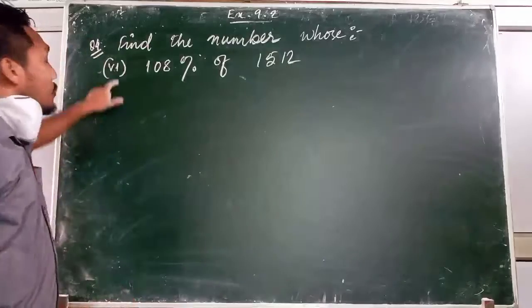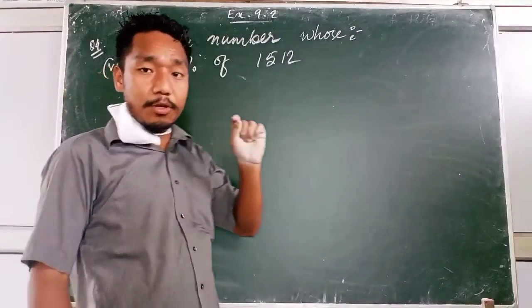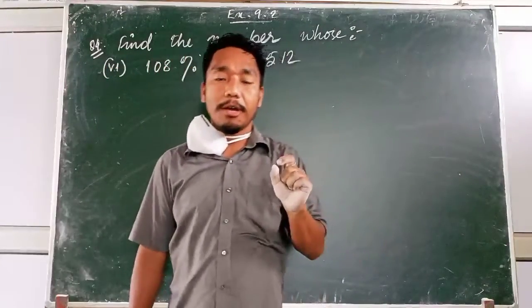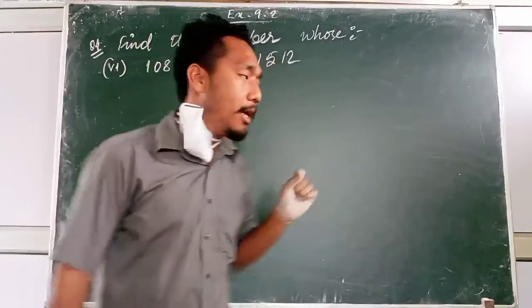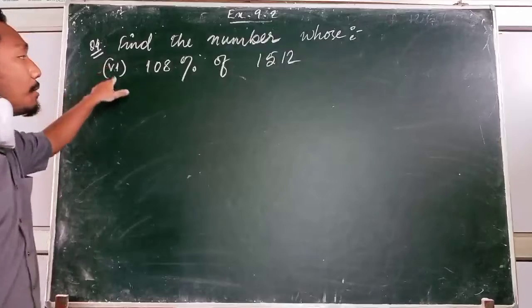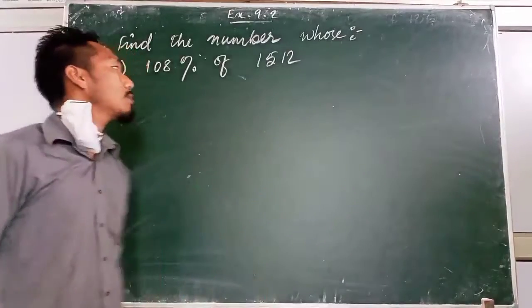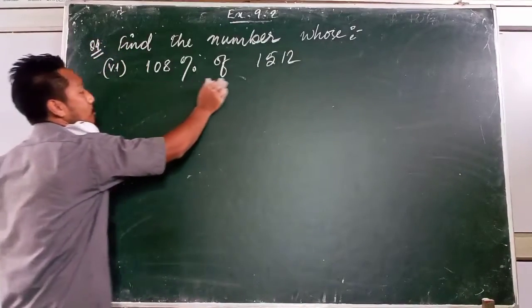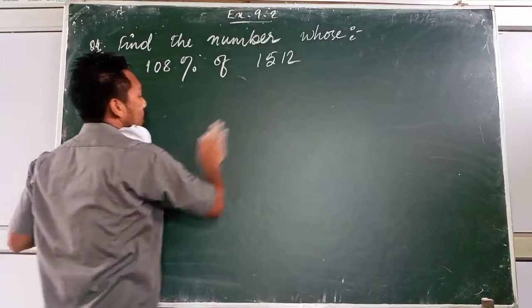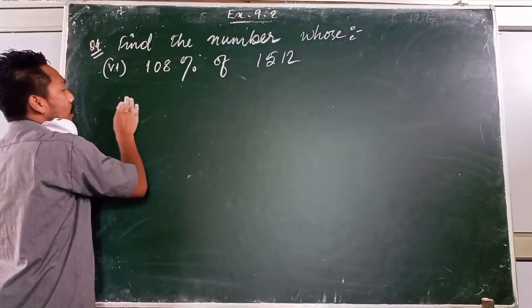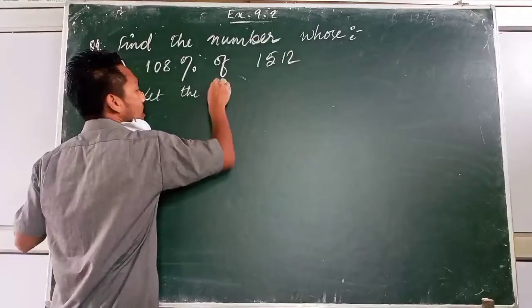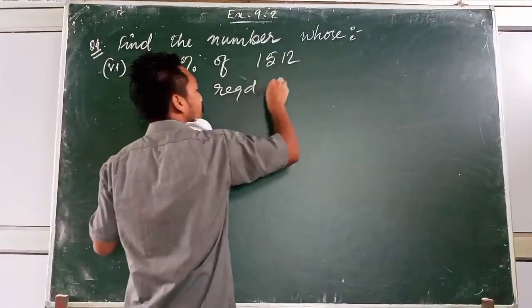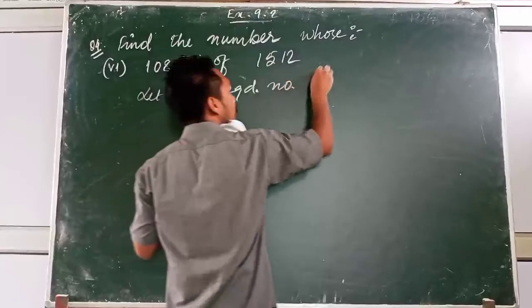So you see in the previous question number 3, I have tried to solve most of the questions because some of the questions are very tough. Some questions are a bit tough, then you have to practice them by yourself. So here you see I'm solving question number 4. Question number 4, what is it? Here you see 108 fraction of 1512. Let the required number be x.